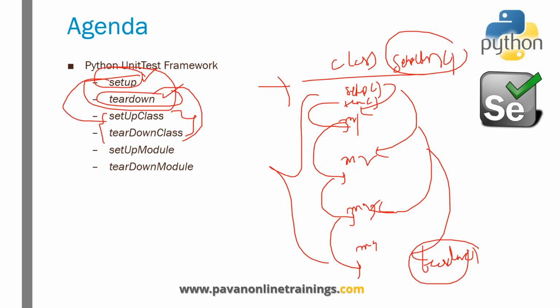So setup method will execute multiple times before starting the actual test methods, and the tear down method will execute multiple times after completion of the test methods. Setup class will execute only one time before the actual test methods have started, and tear down class will execute only one time after completion of all the test methods. So now we'll see these two. So let's go to PyCharm again.